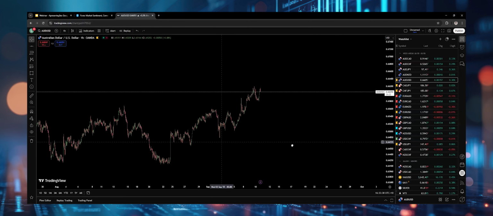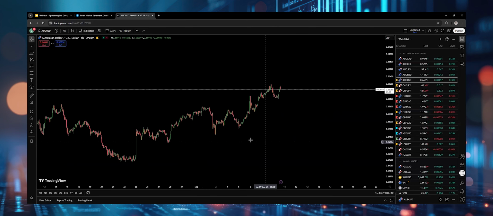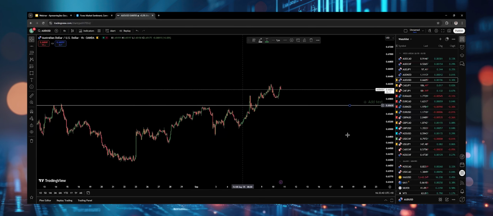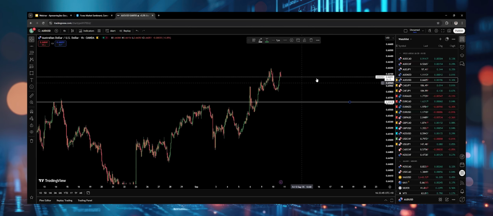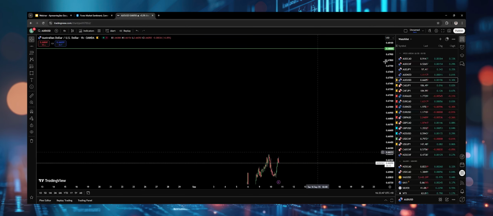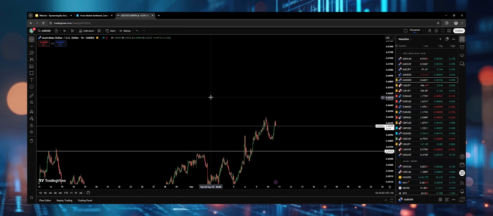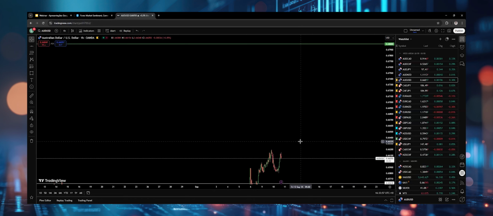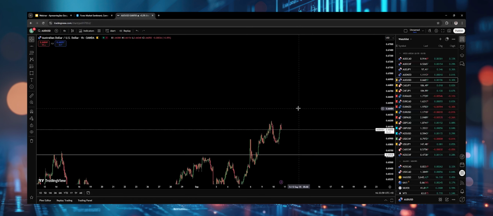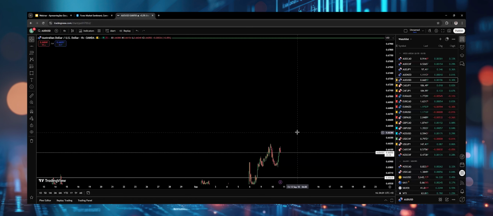If we get a pullback to somewhere around these levels here, it would be fantastic for me to look to long. My main target is 68 cents by end of year. So by the end of the year, I'm expecting the Aussie dollar to reach 68 cents. I'm not expecting that to be reached in 2 weeks, but in the next 4 months.